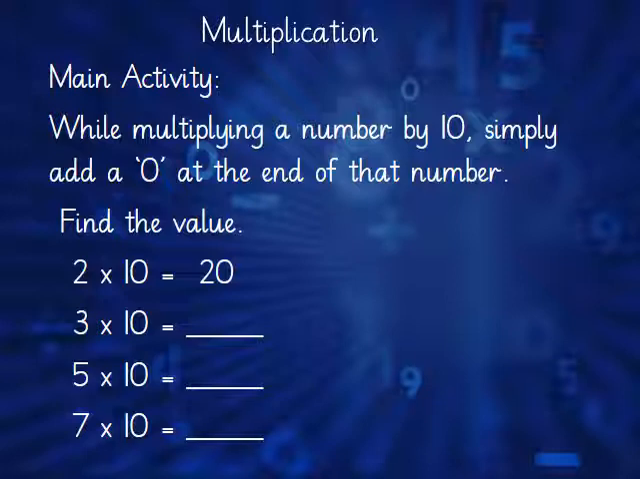Let's come up with the answers. 3 multiplied by 10 is equal to 30. 5 multiplied by 10 is equal to 50. Last one, 7 multiplied by 10 is equal to 70. Hope all of your answers are the same. Good job!